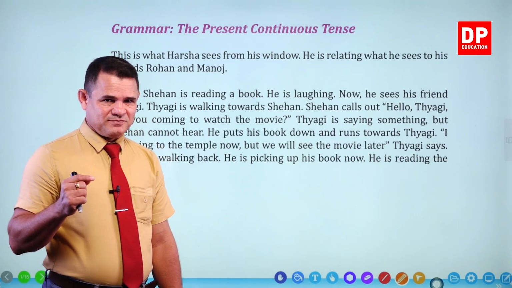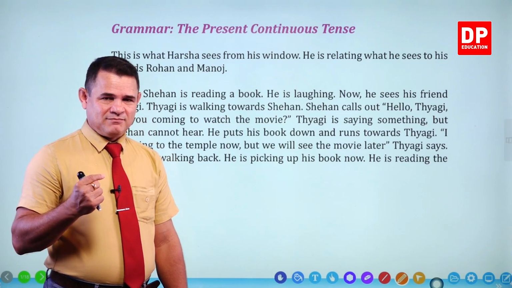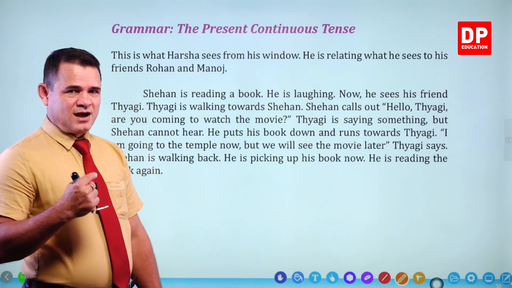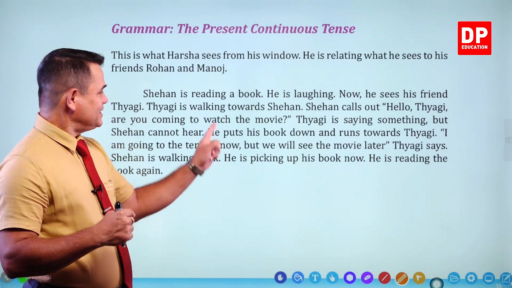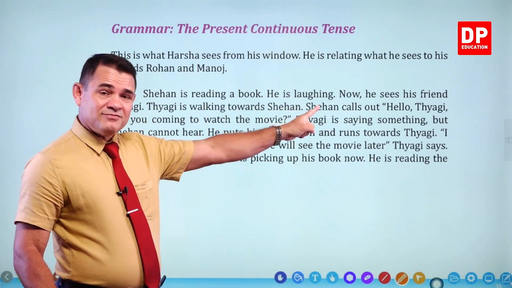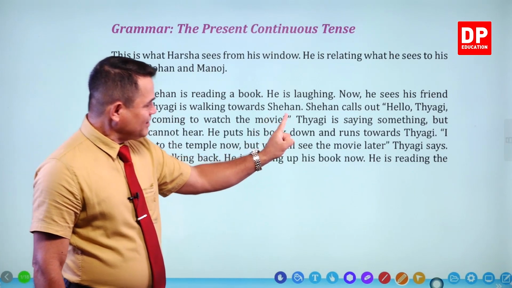Just pay attention to the sentence pattern. Are you coming? Here. He is walking. Right? He is laughing. Right? Are you coming? Right?